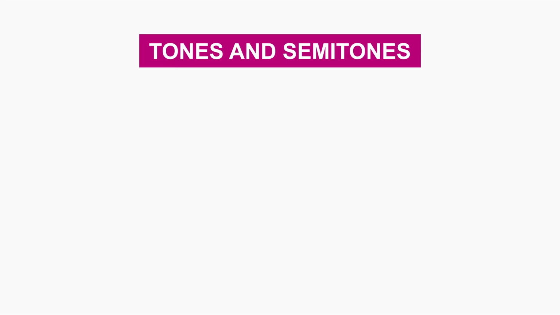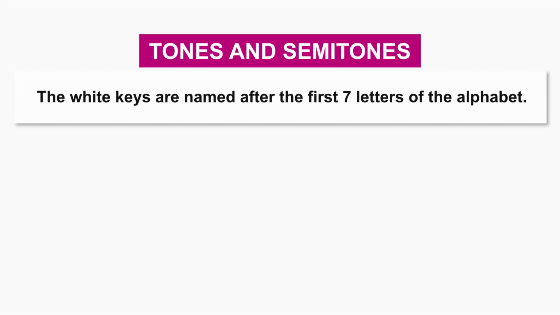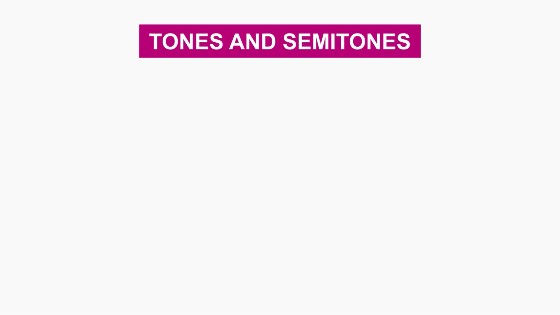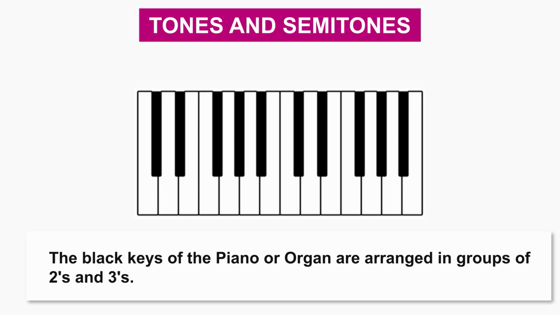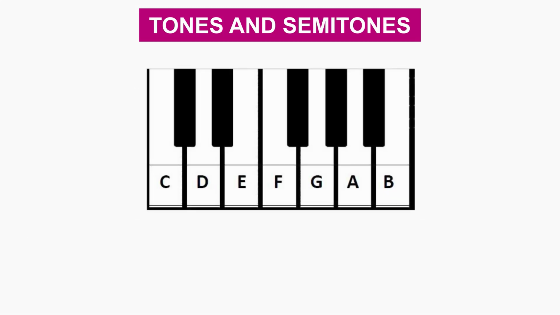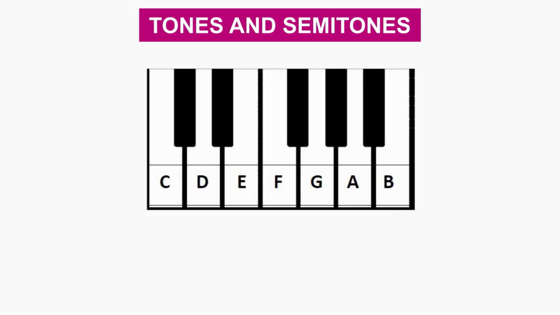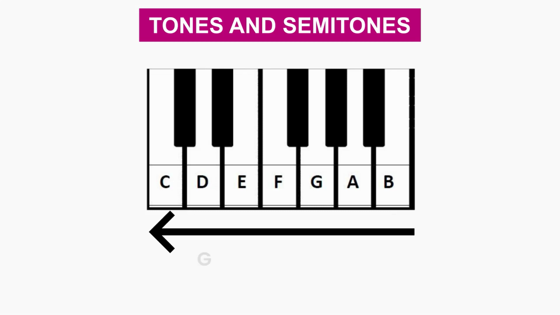We learned also that the white keys are named after the first 7 letters of the alphabet: A, B, C, D, E, F, G. The black keys of the piano or organ are arranged in groups of 2s and 3s. When we play from left to right on the keyboard, we are going up in pitch. As we play from right to left, we are going down in pitch.